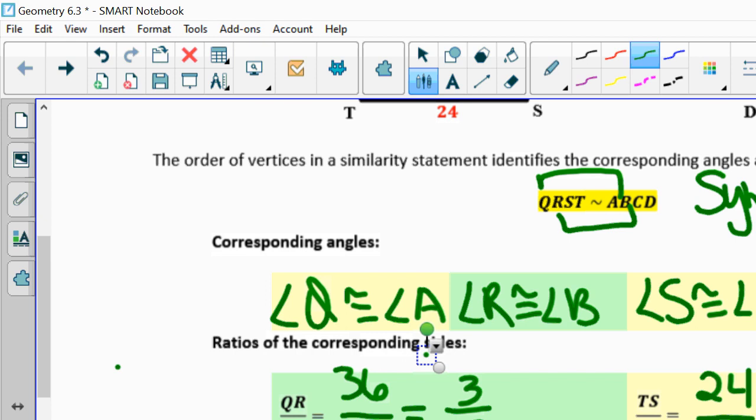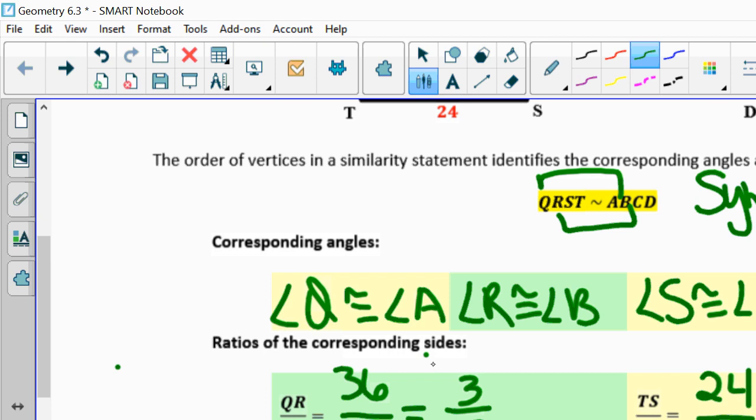QT is marked 19.5 over AD, which is 13. I need to get rid of that decimal, so I divide by 0.5. Whatever I do at the top, I have to do to the bottom. 19.5 divided by 0.5 gets me 39, over 13 divided by 0.5 gets me 26. Now 39 and 26, the biggest number they have in common is 13. So this reduces down to 3/2.